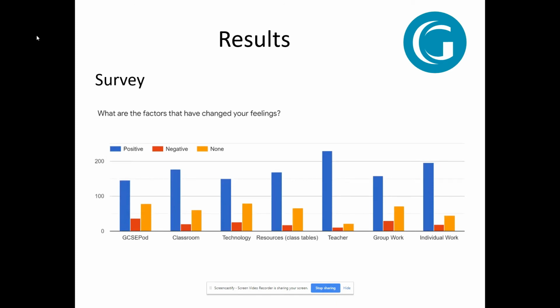You can see here that predominantly the teacher was the biggest response within that, and individual work was the second biggest. With GCSE Pod, although it was not the highest, it was the least positive factor, still 145 learners saw its usage as a positive factor. And although its negative was the highest, only 45 learners saw it as a negative factor.